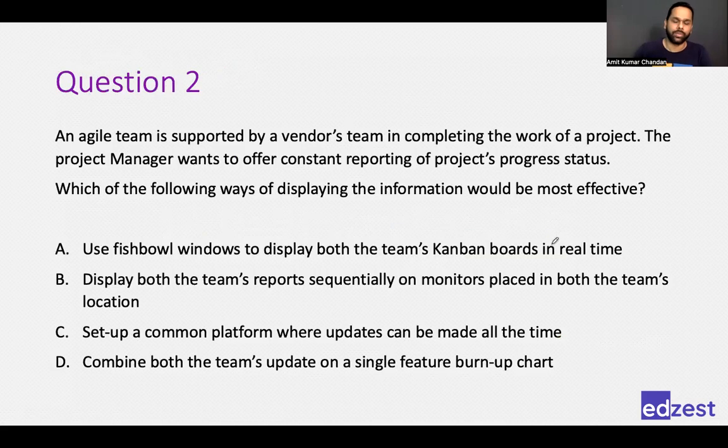Now let's go to question number 2. Okay, again, go through the question, put the answer in the chat box, then we will discuss.